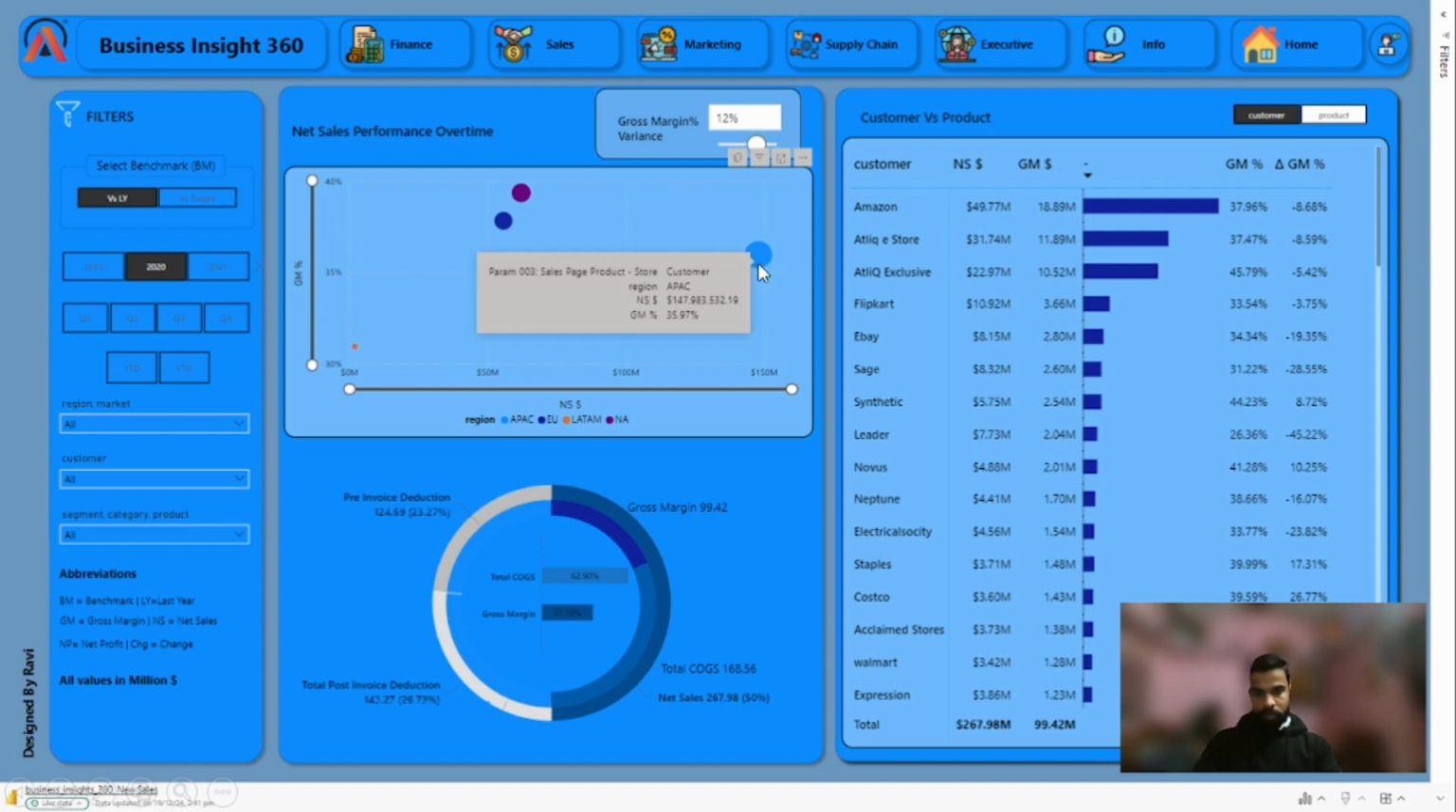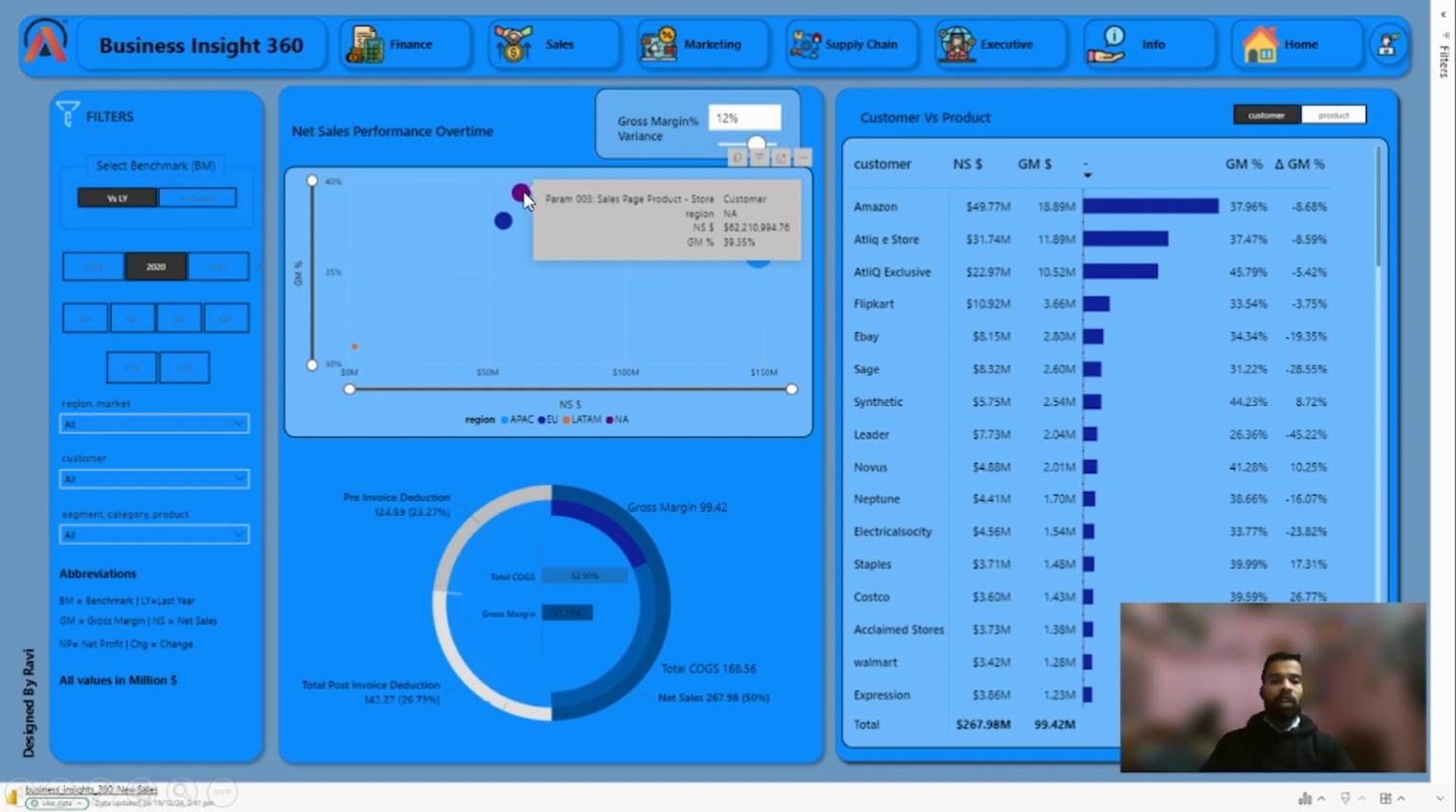So these blue dots show the APAC region that has more net sales, and this purple dot shows Latin America that has a good gross margin percentage. So this scatter chart shows the relation between these regions, and this is the second chart of the sales view.